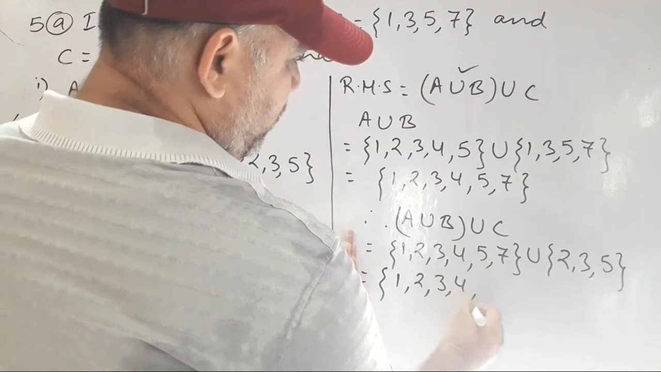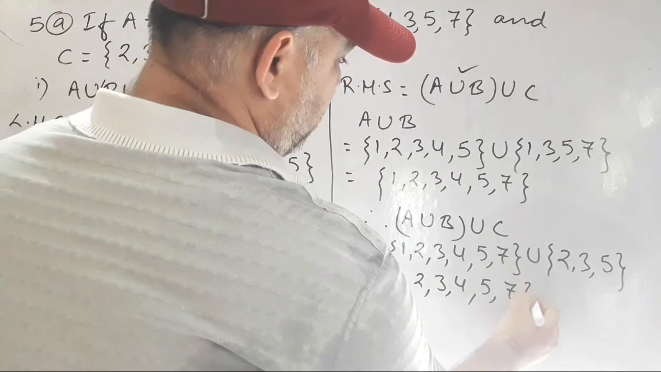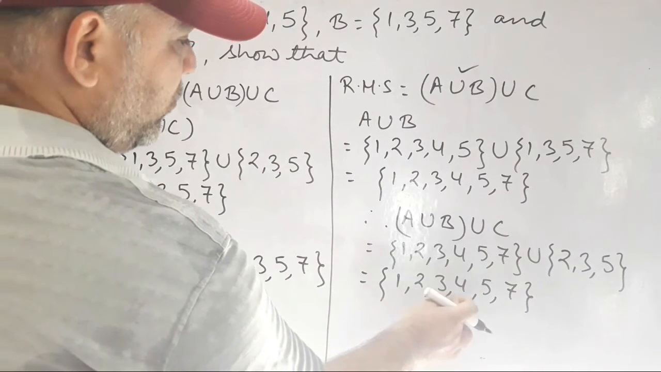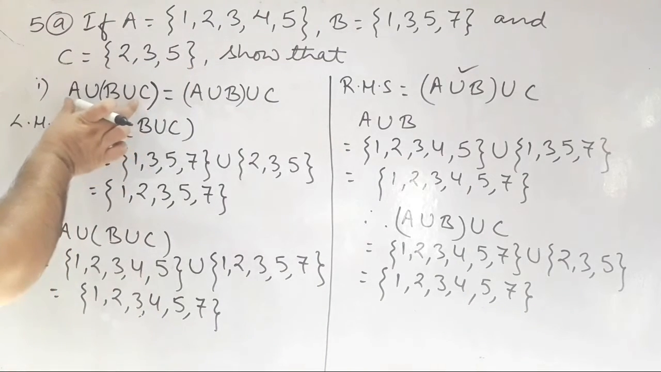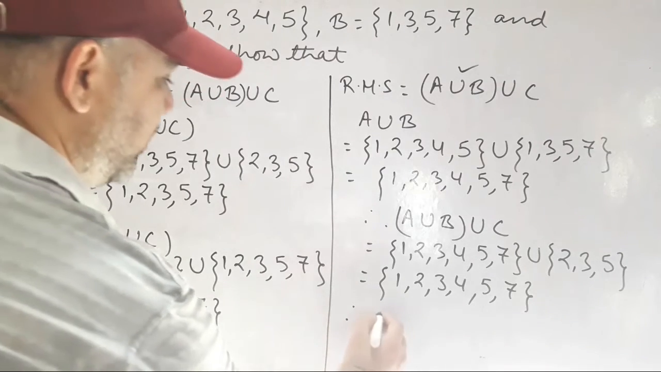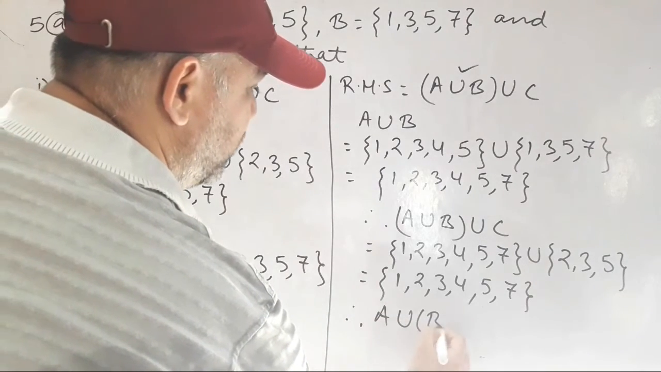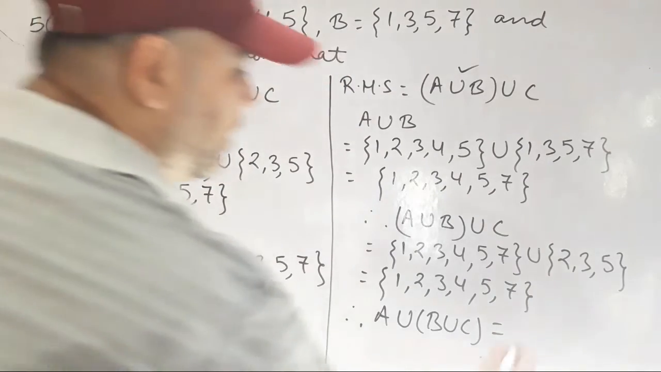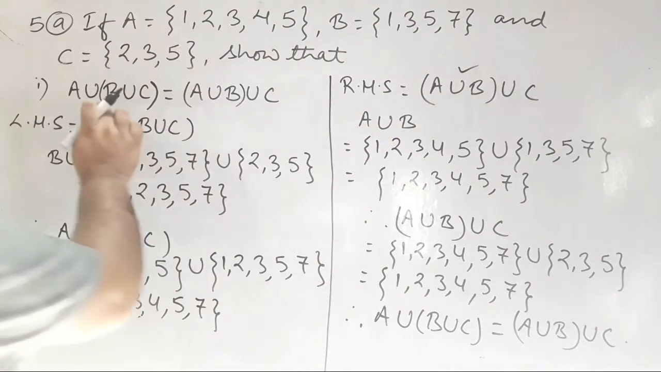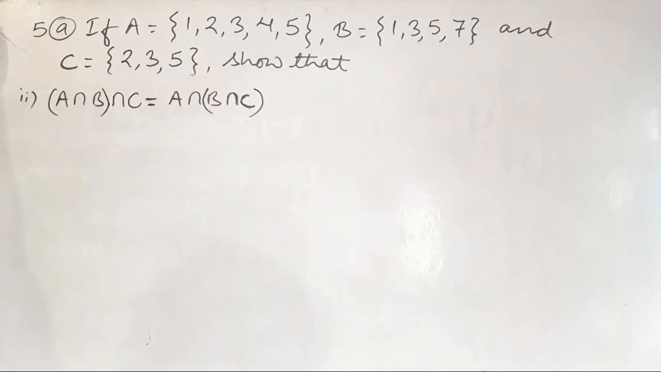1, 2, 3, 4, 5, 7. Here we got the elements 1, 2, 3, 4, 5, 7, and here also we got 1, 2, 3, 4, 5, 7. That means this operation is equal to this operation. So we can write, therefore, A union (B union C) equals (A union B) union C. That is, these both operations are same. Now, A intersection (B intersection C) equals (A intersection B) intersection C.